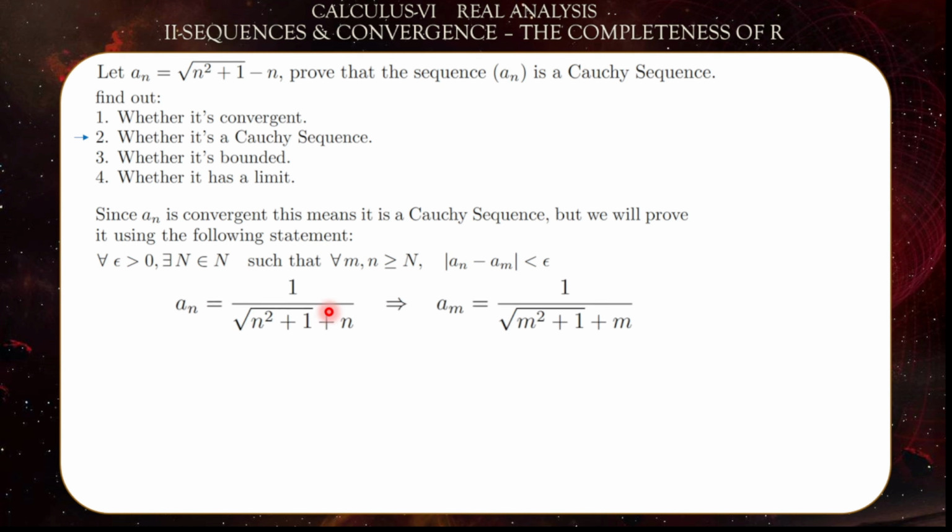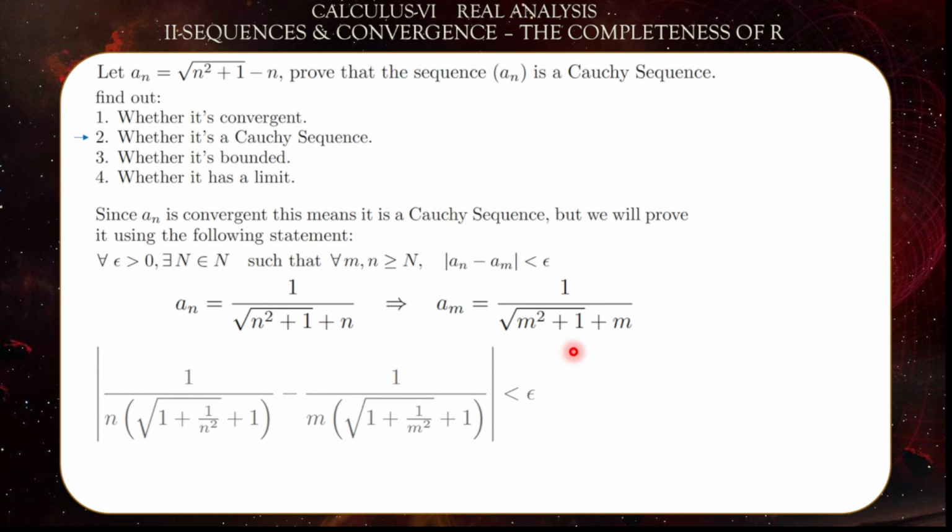a_n is equal to 1 divided by (square root of n squared plus 1, plus n). a_m is equal to 1 divided by (square root of m squared plus 1, plus m). Let's check a_n minus a_m. Going back to the original form that we found, 1 divided by n times square root of 1 plus 1 divided by n squared plus 1, minus 1 divided by m times square root of 1 plus 1 divided by m squared plus 1, is less than epsilon.